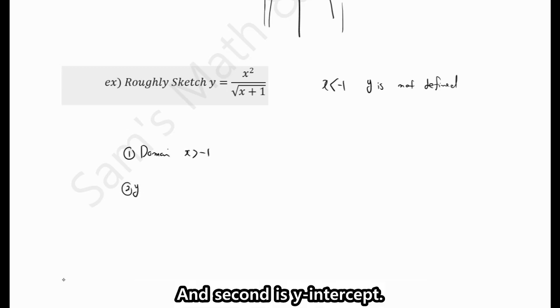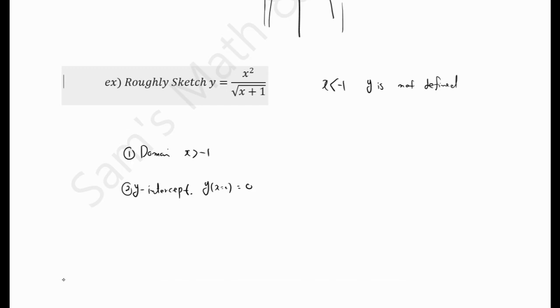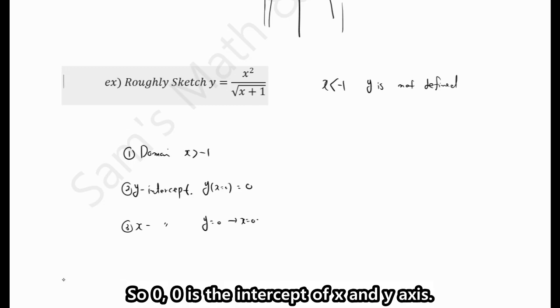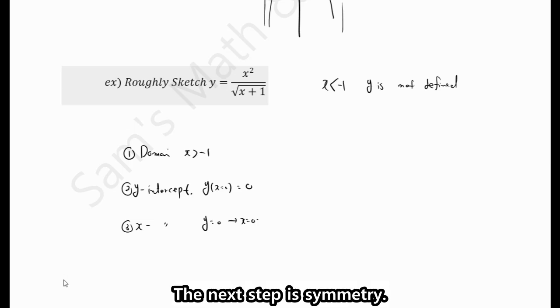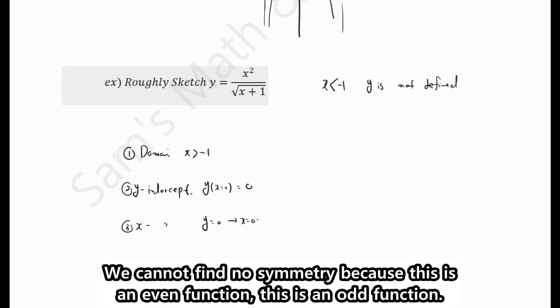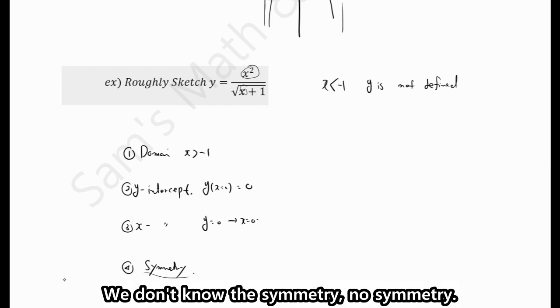And second is the y-intercept. Y-intercept is x equals 0 and y equals 0. X-intercept is y equals 0 and x equals 0. So (0, 0) is the intercept of the x axis and y axis. The next step is to check symmetry. We cannot find symmetry because the numerator is an even function and the denominator is neither, so it is a mix of even and odd. We don't know the symmetry, no symmetry.